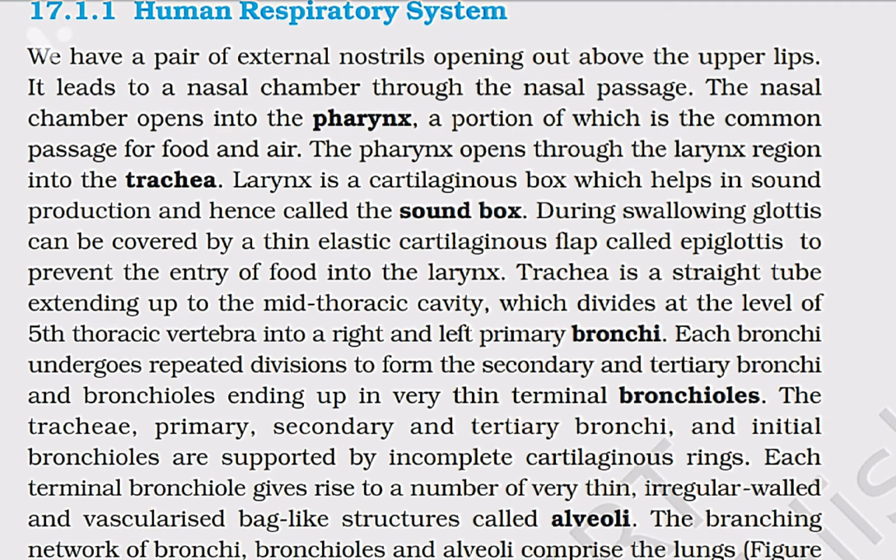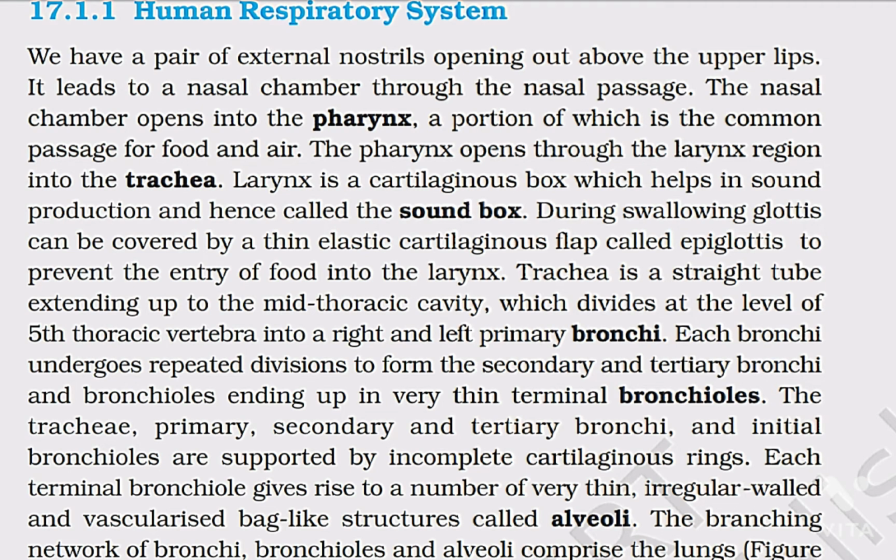During swallowing, the glottis can be covered by a thin elastic cartilaginous flap called epiglottis to prevent the entry of food into the larynx. Trachea is a straight tube extending up to the mid-thoracic cavity, which divides at the level of the fifth thoracic vertebra into left and right primary bronchi. Each bronchus undergoes repeated division to form the secondary and tertiary bronchi and bronchioles, ending up in very thin terminal bronchioles. The trachea, primary, secondary, and tertiary bronchi and the initial bronchioles are supported by incomplete cartilaginous rings.